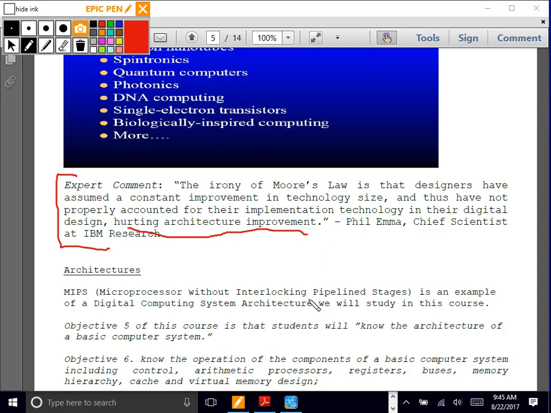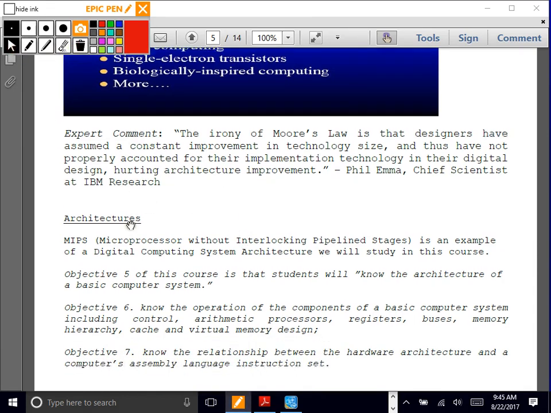So we're going to be learning about advanced digital systems, about how to design and improve computer architectures. Not only will you learn about MIPS, but you'll have the opportunity to code one in Verilog and then learn about pipelining with something called Tensilica. This is a concept that we'll be reinforcing quite a bit in this course. Speaking of which, we will be learning about something called MIPS. MIPS stands for Microprocessor Without Interlocking Pipeline Stages. This is an example of a digital computing system architecture that we're going to study in this course.